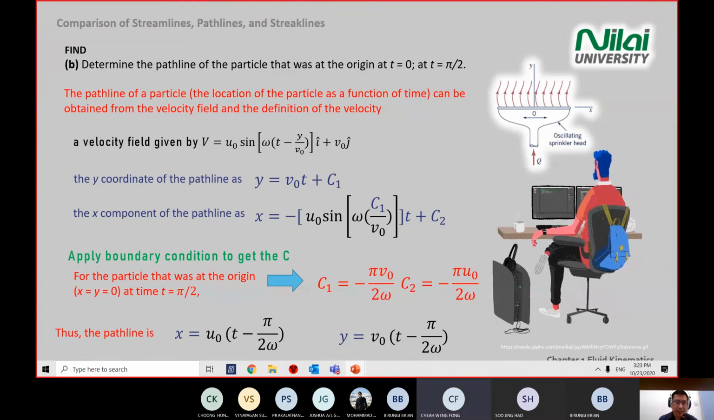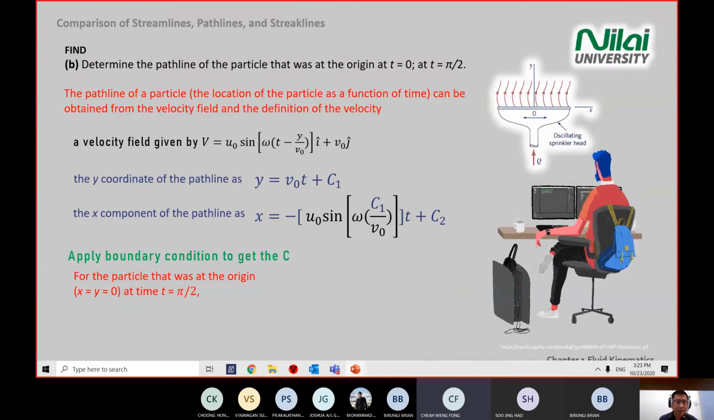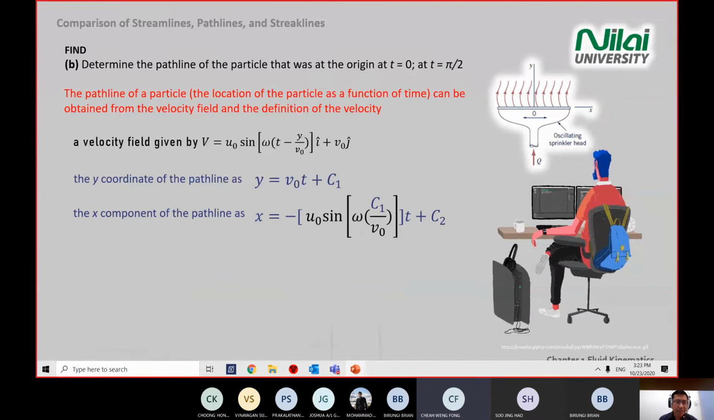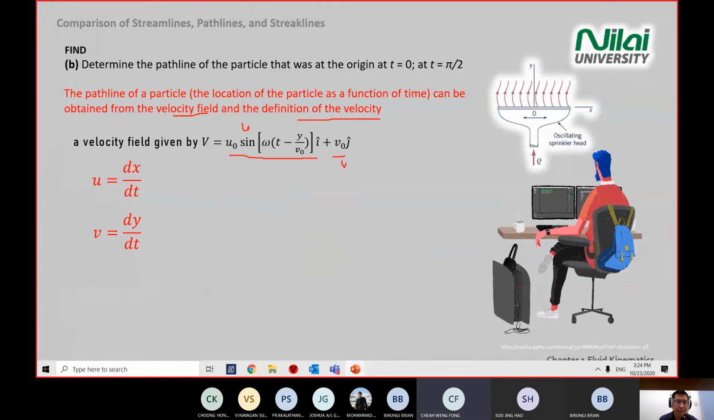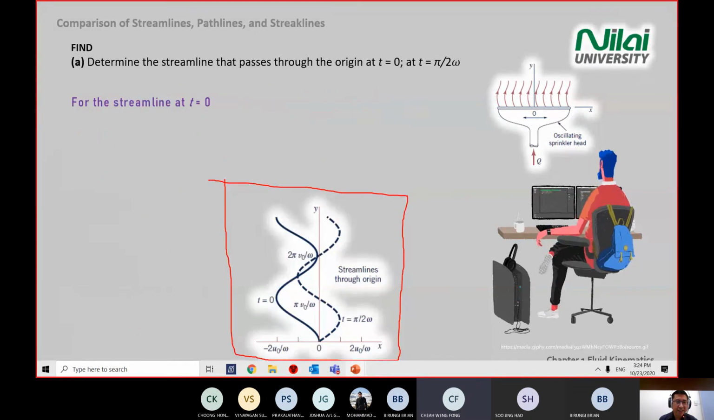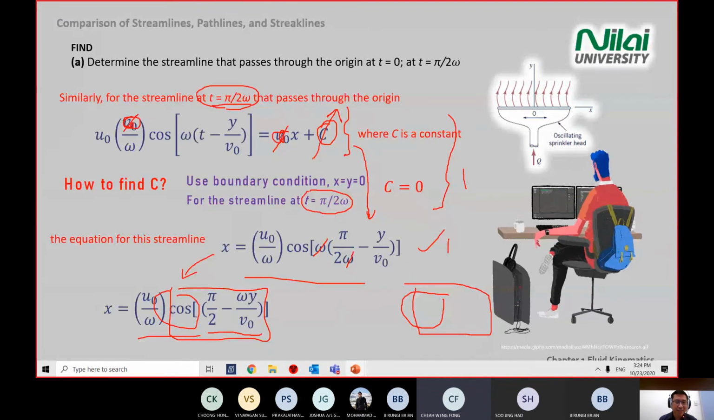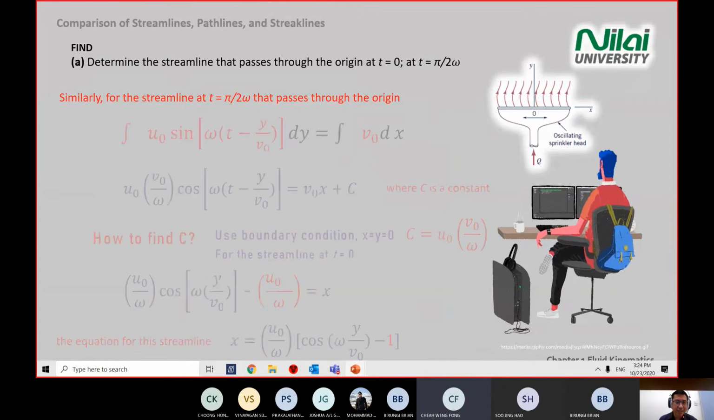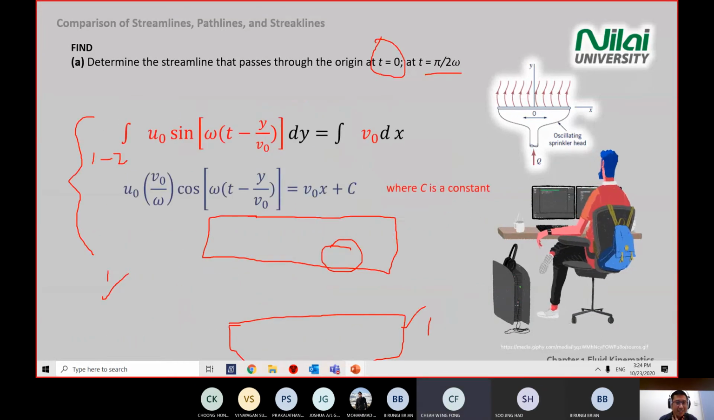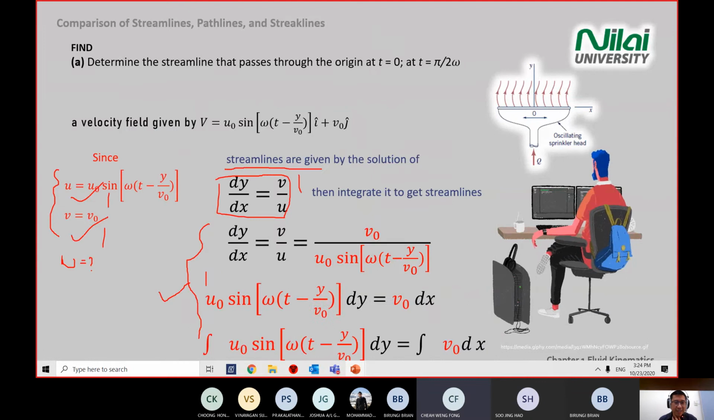Sir, can look back at the streamline part. Streamline, which part you don't understand? I just want to see the... You mean section A? Yeah. You want to see which one? The procedure. The procedure, is it? This one? Oh, this one. Or previous slide, this one. Or this one. Wait, sir. This one. This one, is it? This one, right? Yes. So yeah, for streamline, we always start with the dy dx equal to v divided by u.